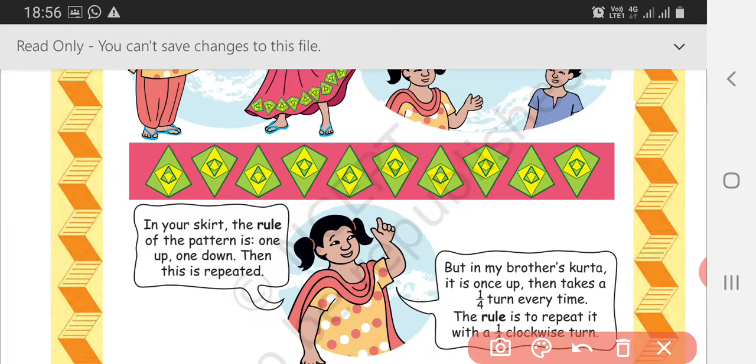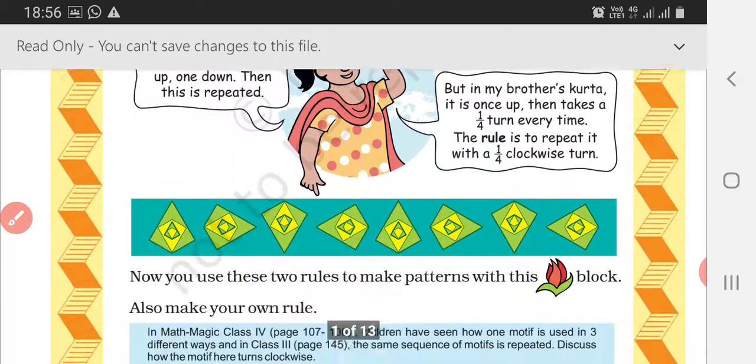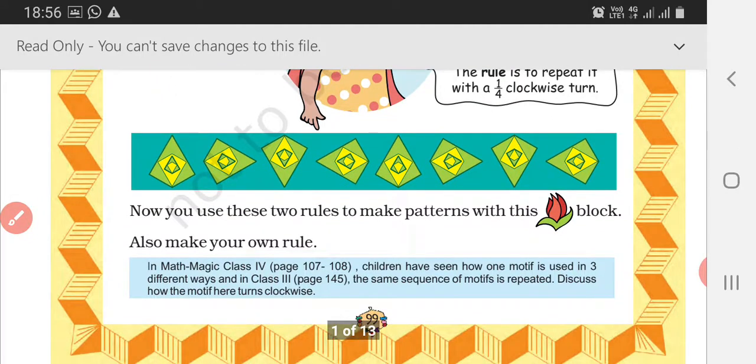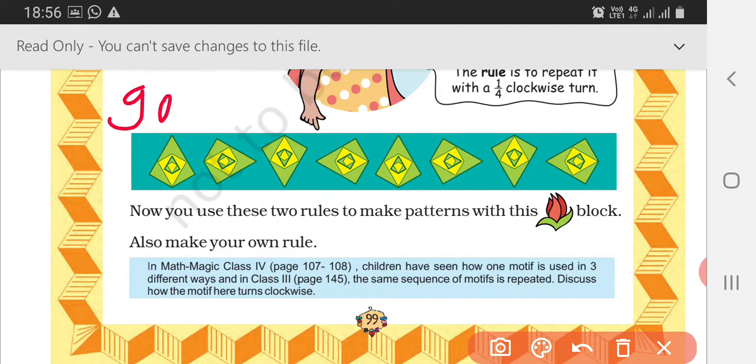In first pattern the shape takes half turn. It means the shape turns upside down, but in second pattern the shape takes 1/4 turn only. It means it turns 90-degree angle. It turns to 90-degree angle.